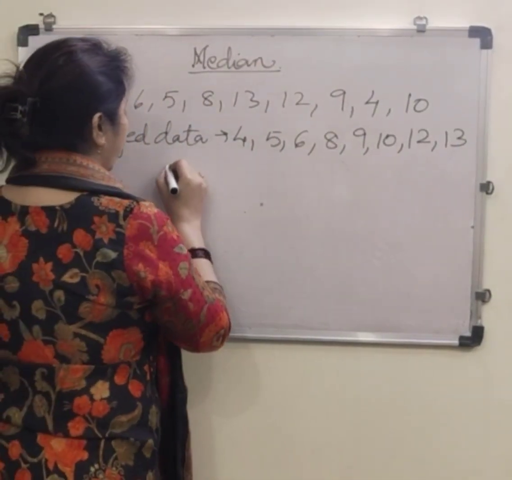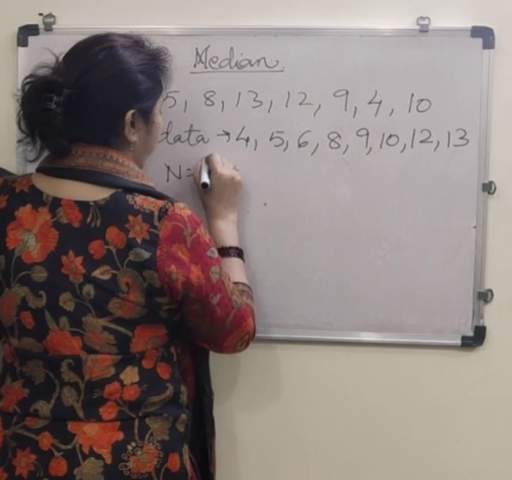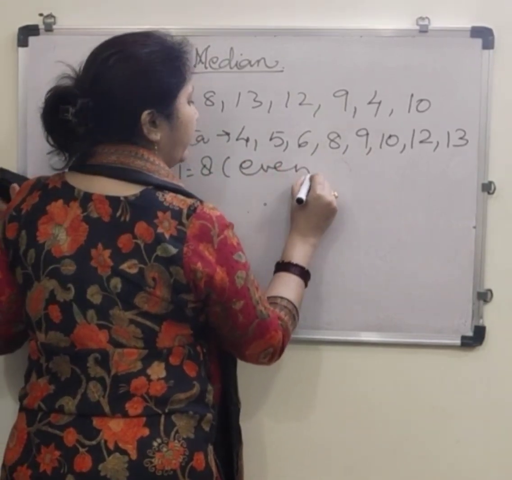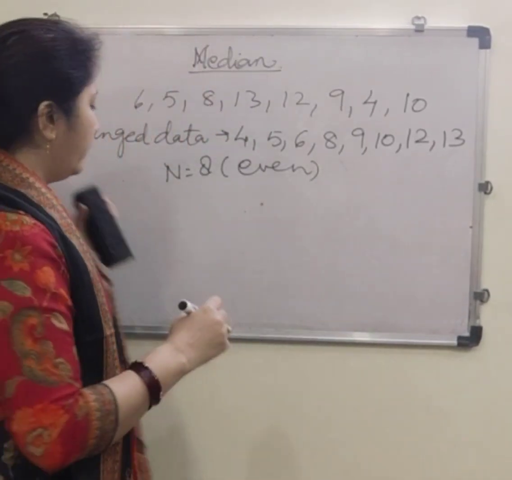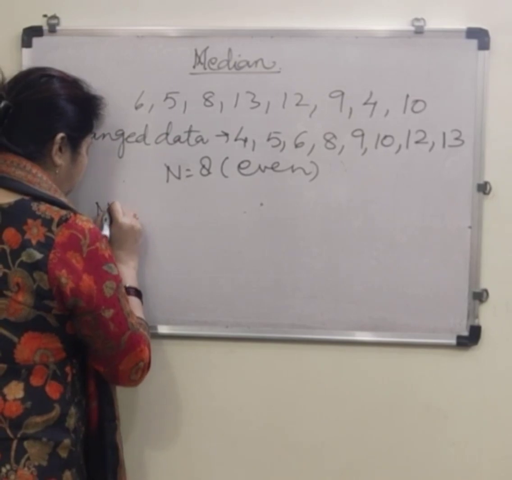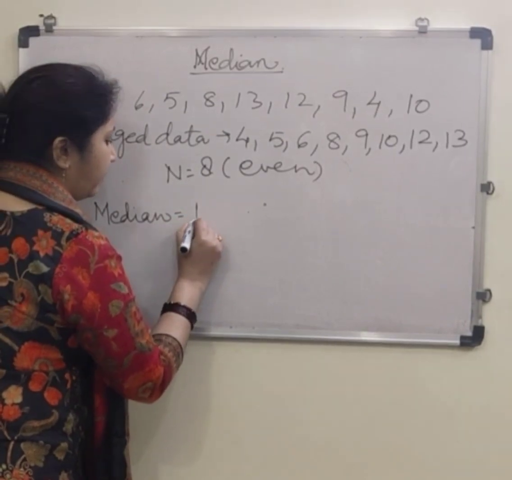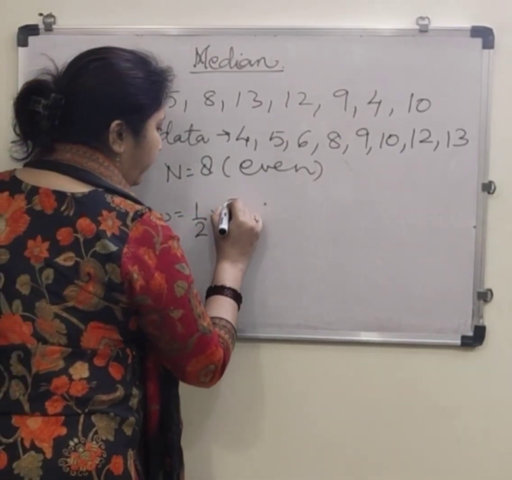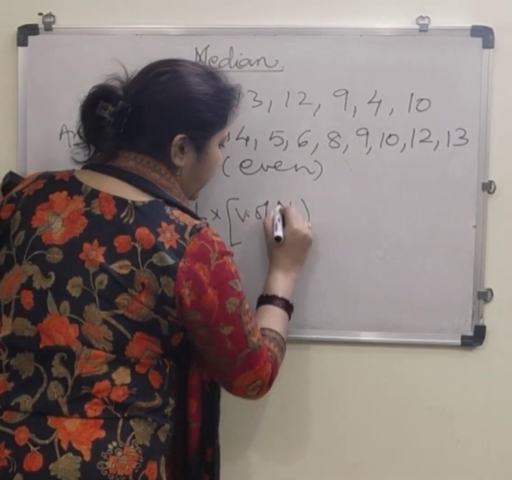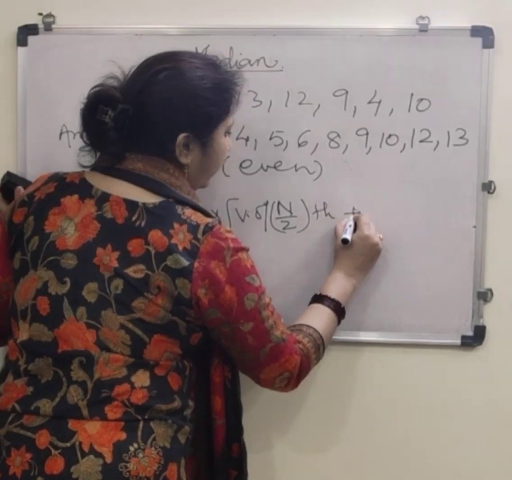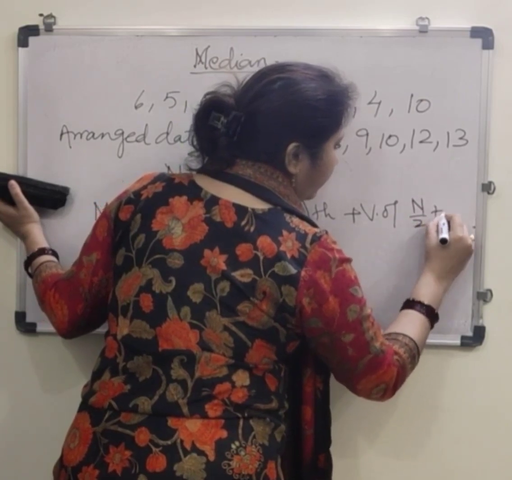Now the number of observations is 1, 2, 3, 4, 5, 6, 7, 8, which is an even number. So now you will have a different formula for this. The median is equal to, children, once you memorize the formula, then it will be no problem, 1 upon 2 into the value of the n by 2th term plus the value of the n by 2 plus 1th term.